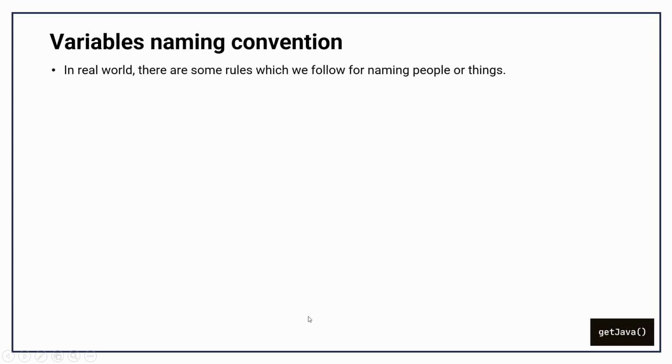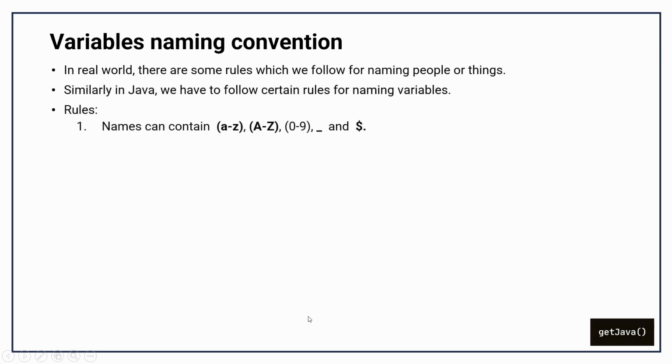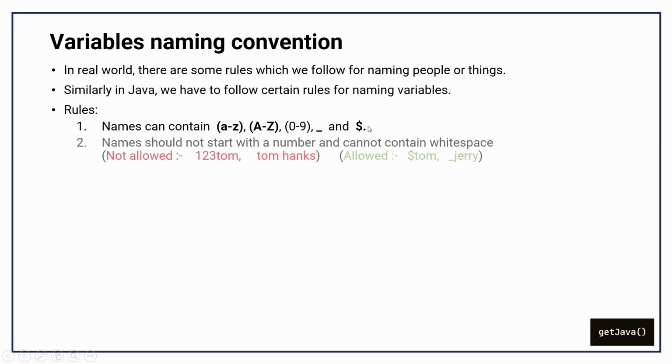For example, a name can contain letters from small a to z, capital A to Z, 0 to 9, and among special characters we can use underscore and dollar. The name should not start with a number. You can use a number while naming a variable, but it should not start with a number.